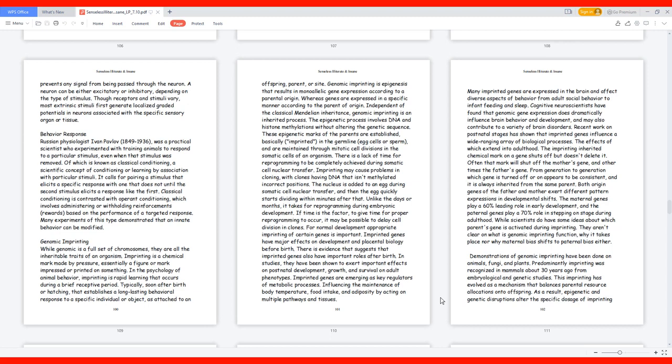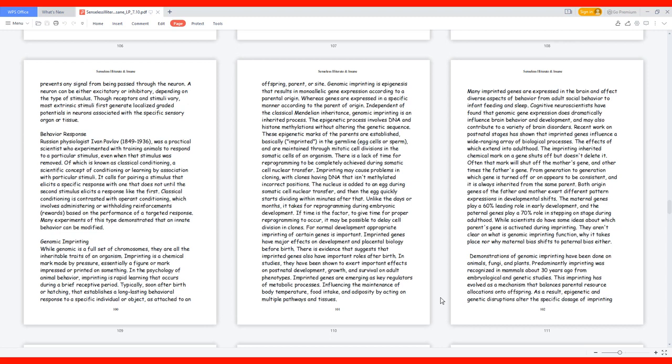Independent of classical Mendelian inheritance, genomic imprinting is an inherited process. The epigenetic process involves DNA and histone methylations without altering the genetic sequence. These epigenetic marks of the parents are established, basically imprinted, in the germline, egg cells or sperm, and are maintained through mitotic cell divisions in the somatic cells of an organism. There is a lack of time for reprogramming to be completely achieved during somatic cell nuclear transfer.